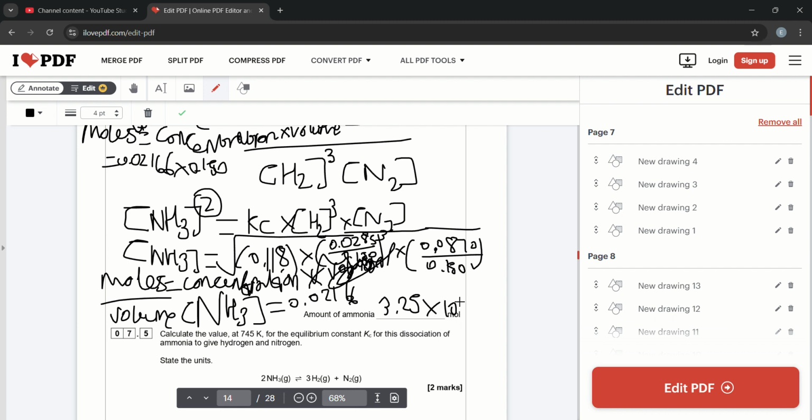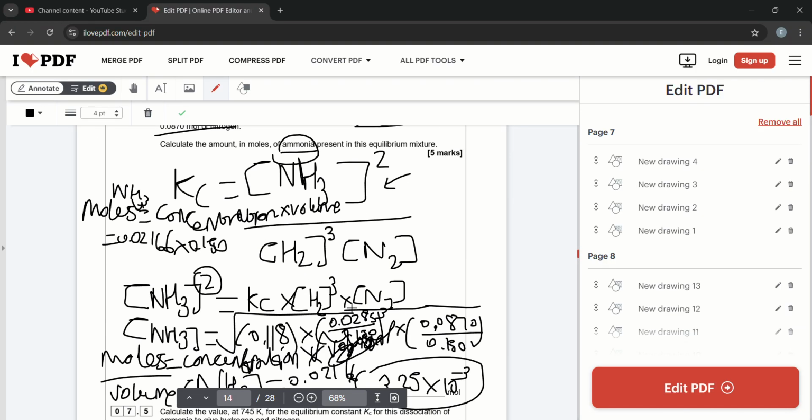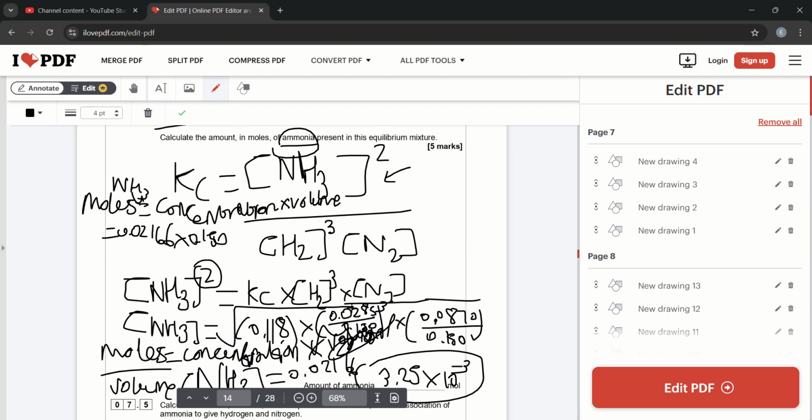Apologies because the working out is pretty messy, but hopefully, because I've spoken through it, you understand it now. Write the expression for Kc, rearrange it to find ammonia, substitute the values in, and you get the concentration of ammonia. Then we can find the moles of ammonia, moles from concentration and volume: 0.02166 times 0.150, 3.25 times 10 to the power minus 3 moles.